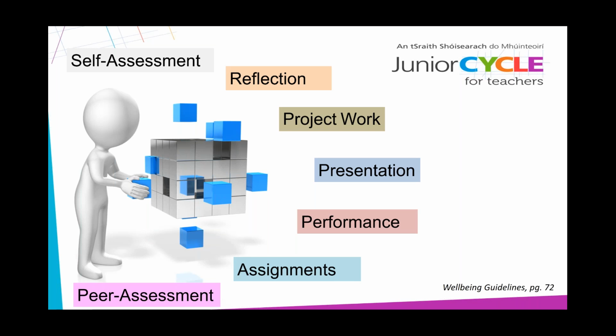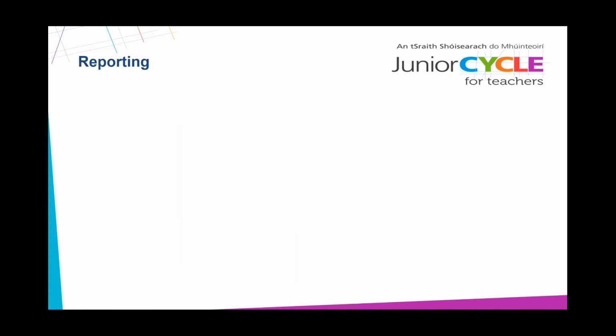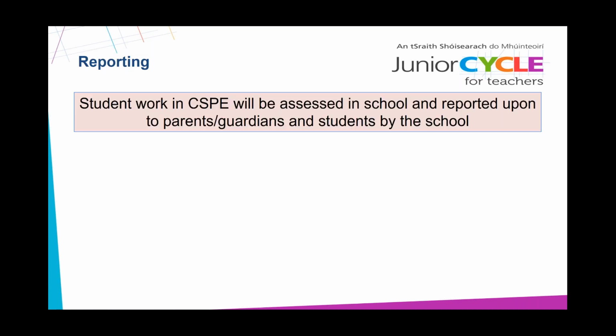There is a range there, and these are only some suggestions of the assessment techniques that may be used in wellbeing. So if we move on to reporting, student work in CSPE will be assessed in school and reported upon by the school. This reporting will happen throughout the 3 years of junior cycle, and it may also happen on the junior cycle profile of achievement. If we go back to the circular that we referred to earlier, circular 15 of 2017, it states that reporting on the progress of students will happen annually in first year and second year in the reports, and also through the composite junior cycle profile of achievement after the end of third year.